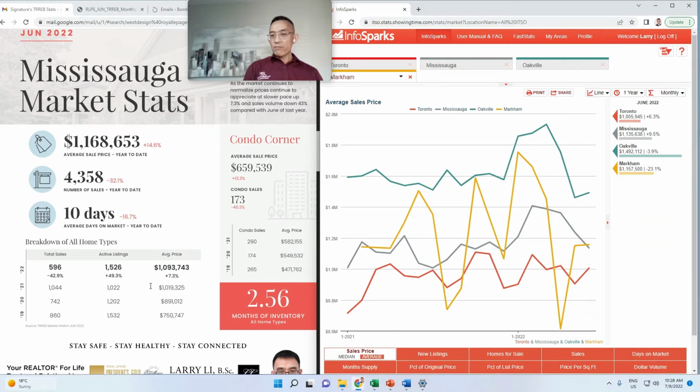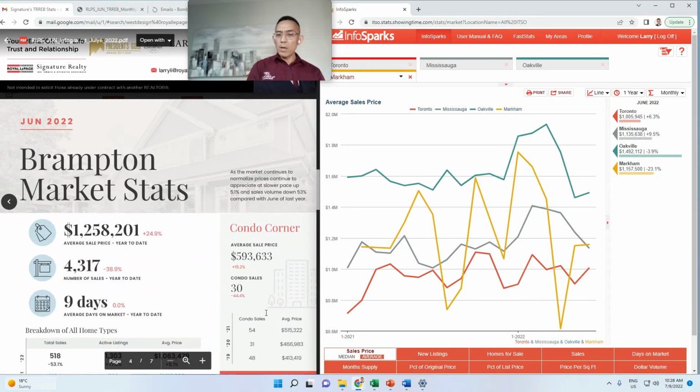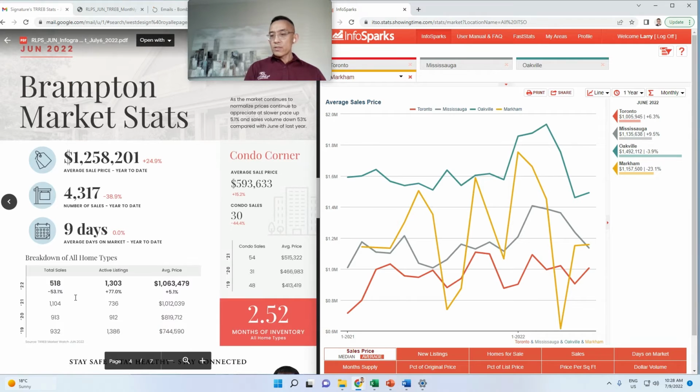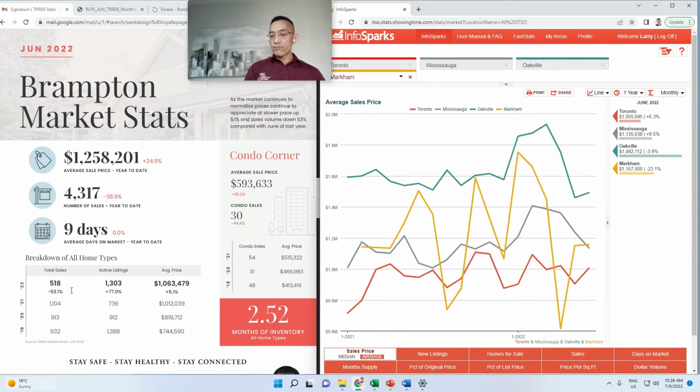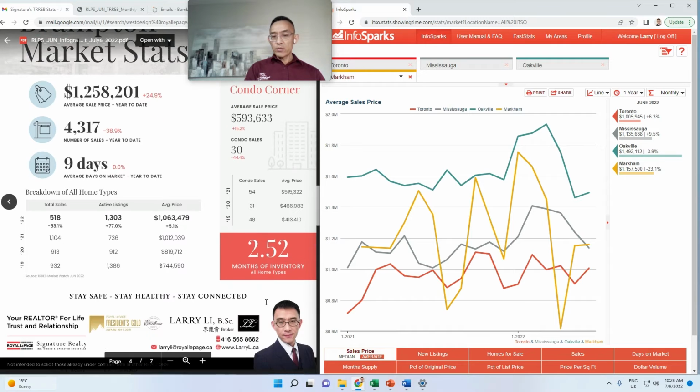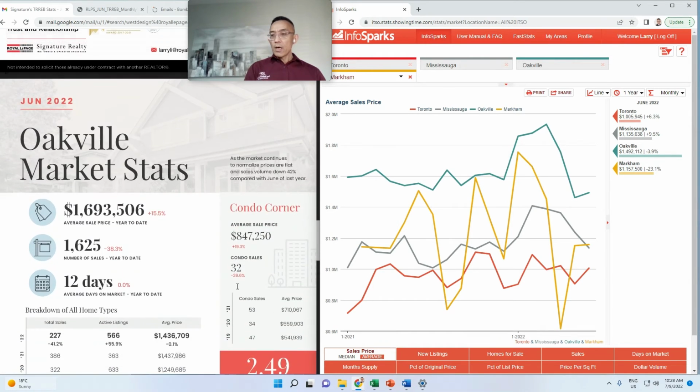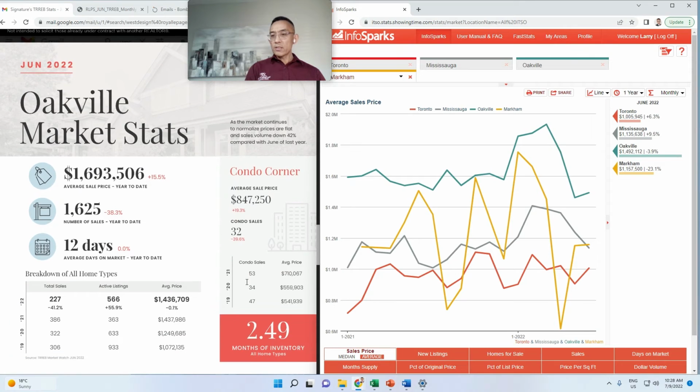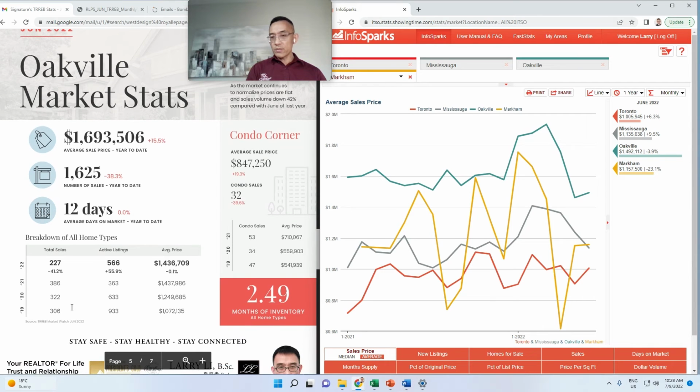Mississauga West, average price 1.16, we lost sales 42%, and the inventory is 2.5 months. Brampton, average price 1.25, and we lost almost over half of the sales, 53%, and the inventory is 2.5 months. Oakville in the West, average price is 1.69 now, and the inventory is 2.5 months, and the total sales we lost 41%.